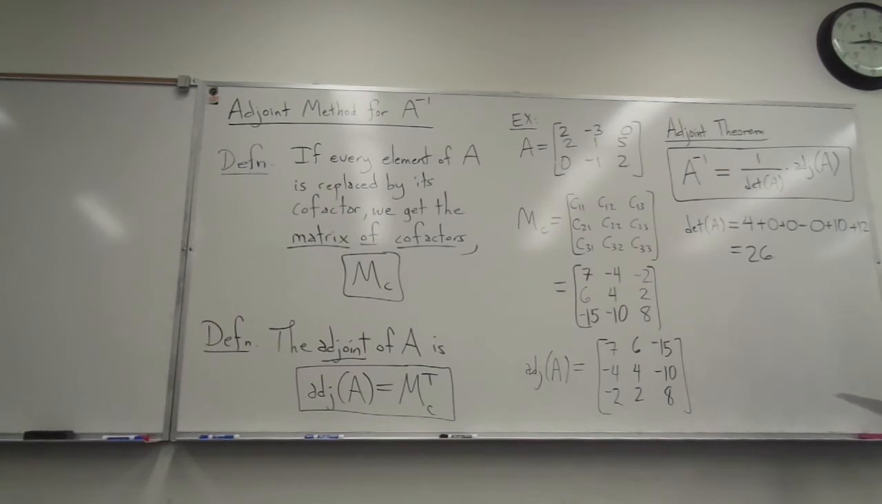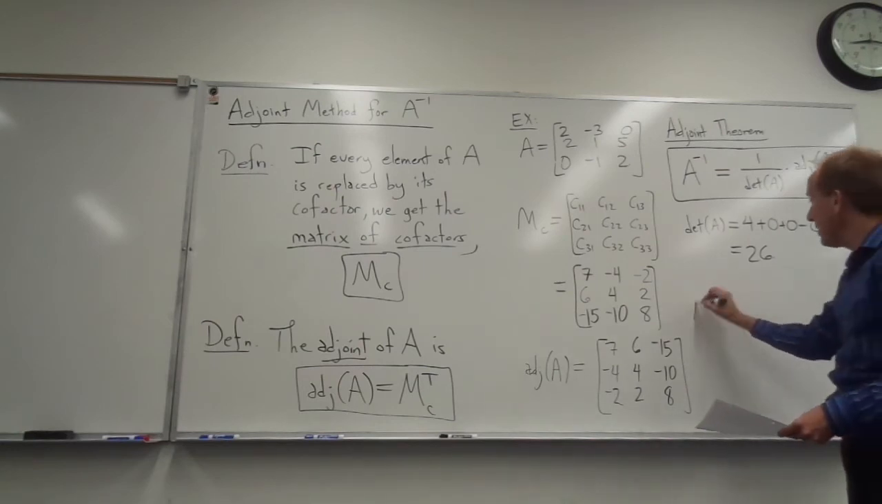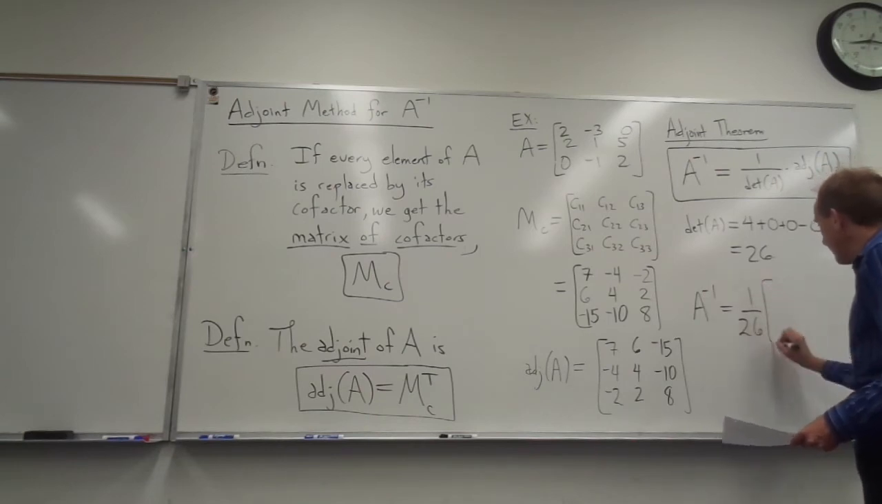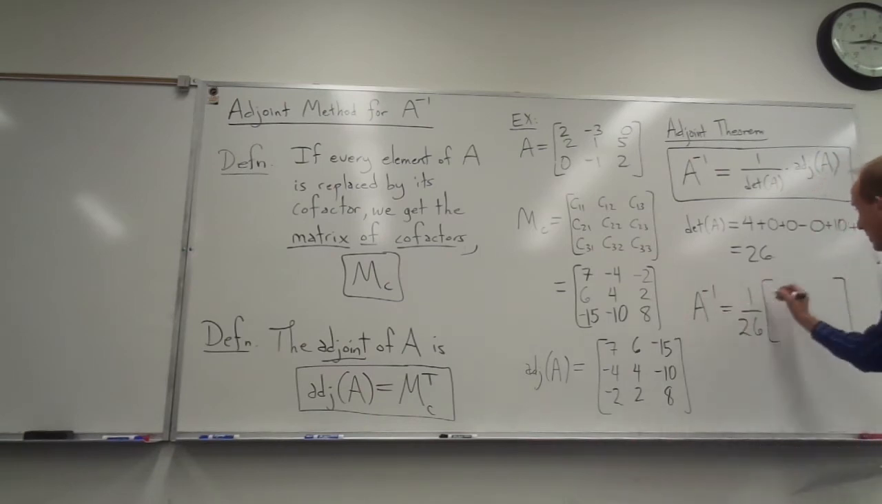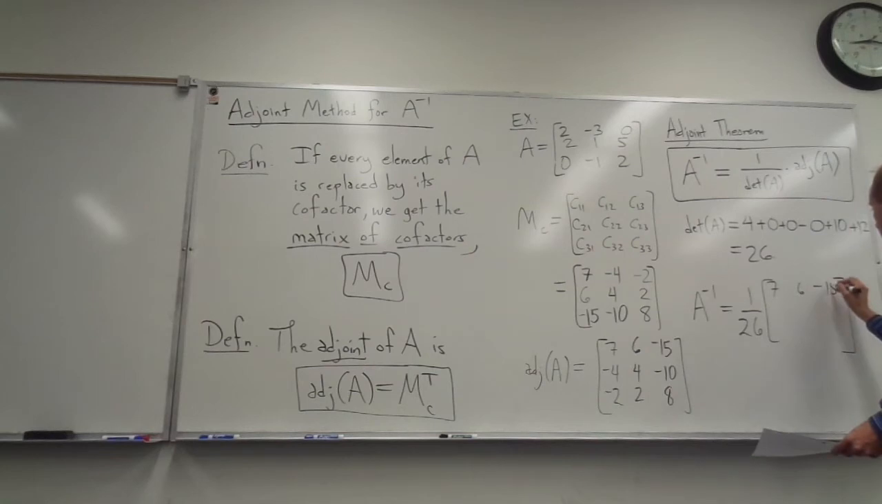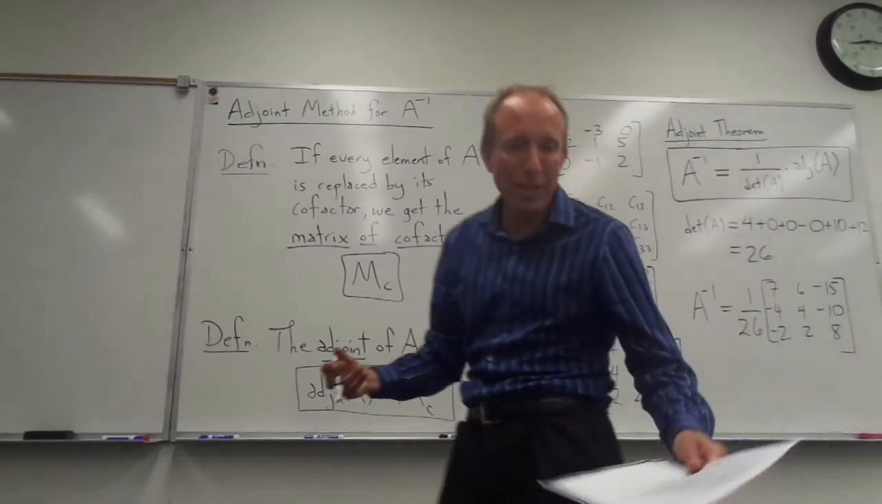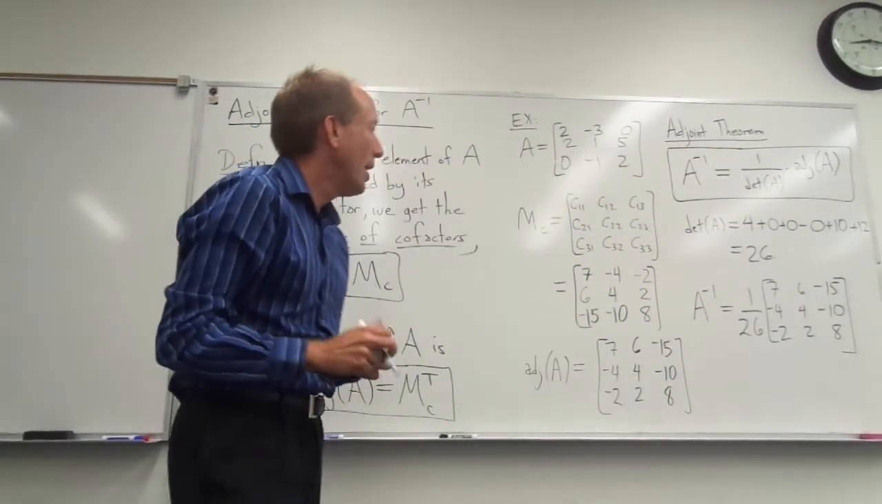Okay? So the final answer then for the inverse of this matrix, isn't this beautiful? It's just 1 over 26 times the adjoint. Okay, so very simple, we just have to learn how to calculate the matrix of cofactors, transpose it, and then divide by the determinant of the matrix.